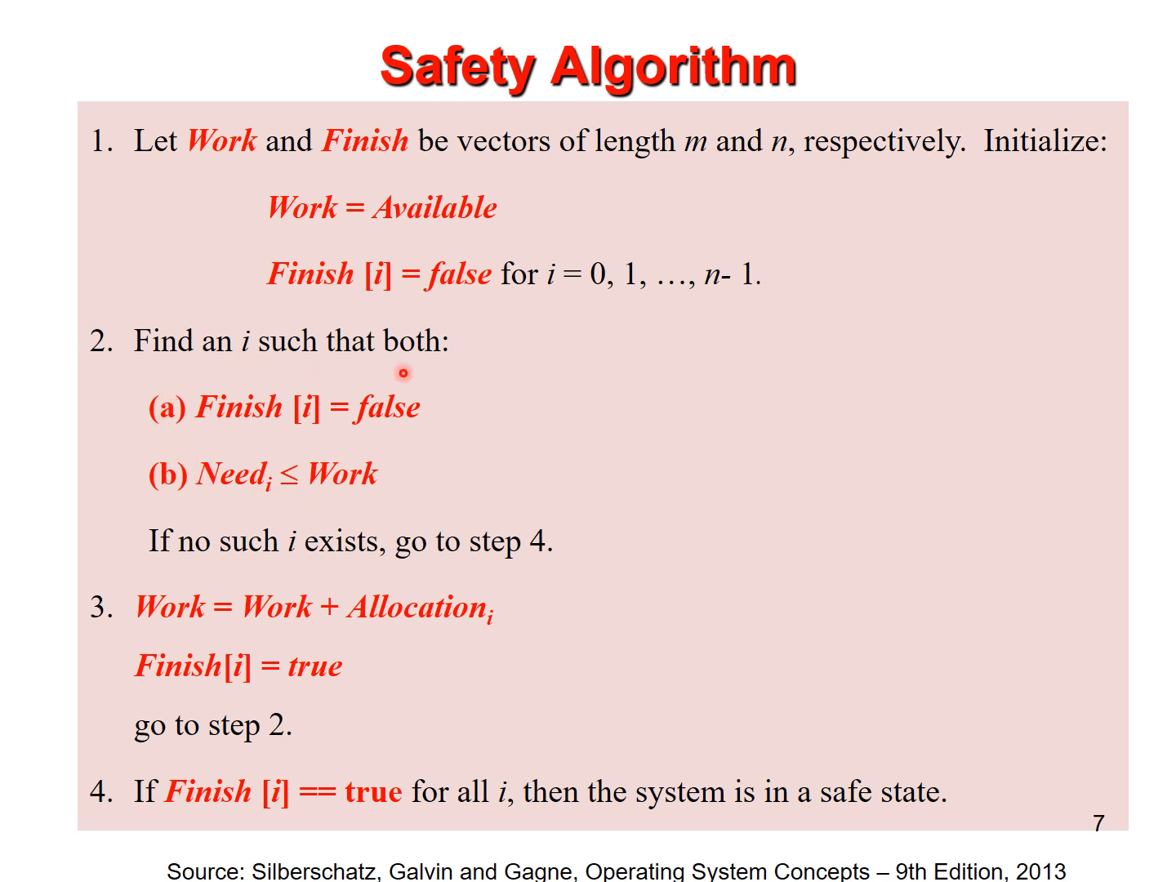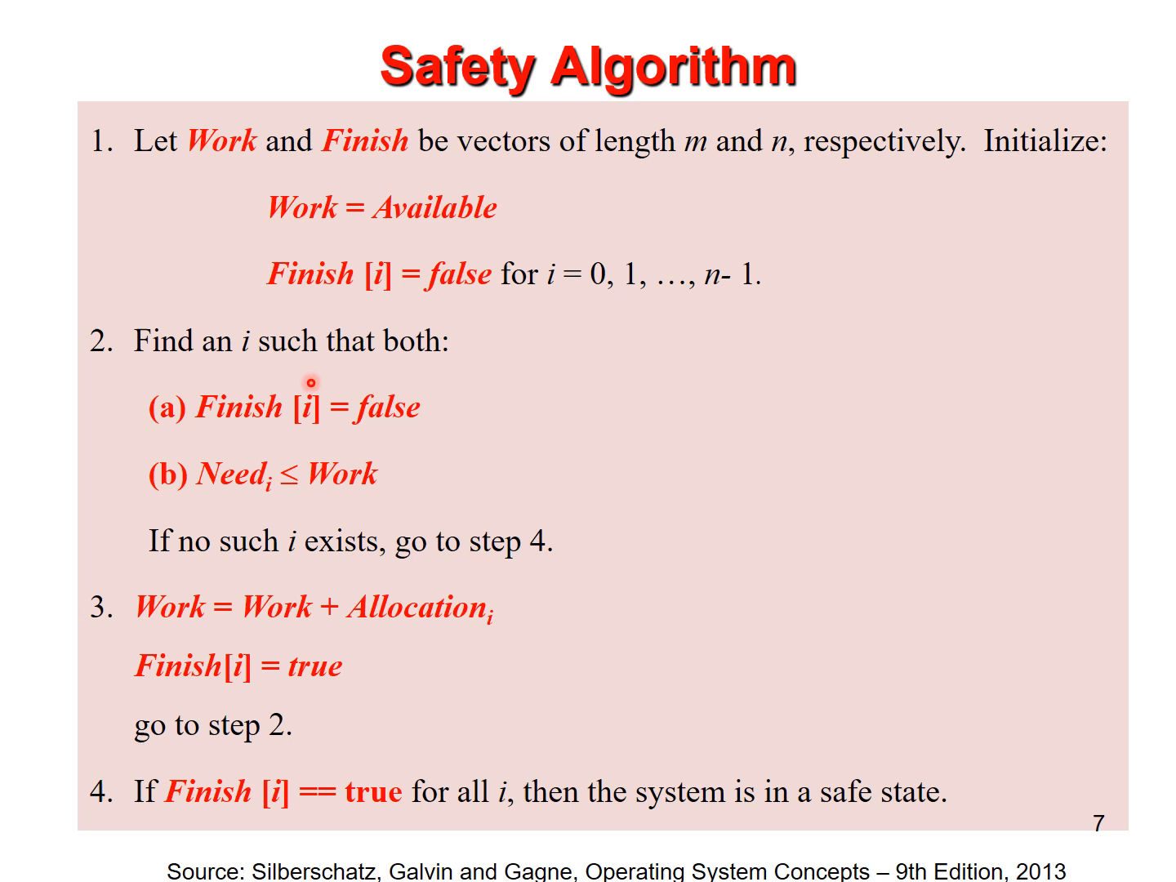Once we find that particular process, we allow it to complete its task by allocating the resources, and after the completion of the task, the process will return the allocated resources. So work becomes work plus allocation, and finish of i is equal to true. We are setting the finish status to true. Once that process completes, we move on to the next. Go to step 2 to find the next i value. So we are repeating it.